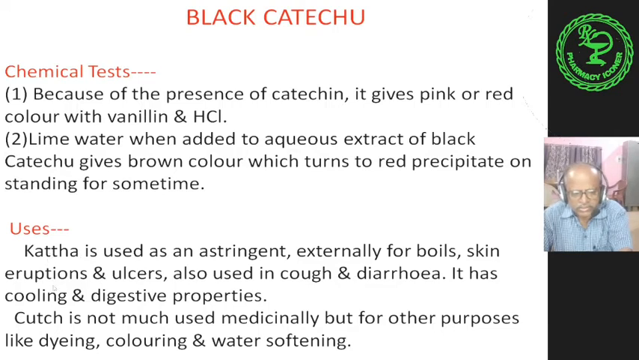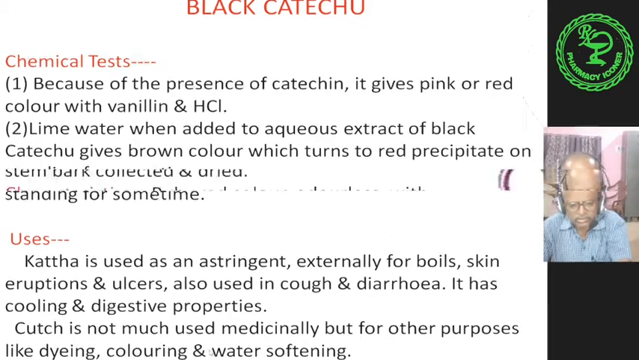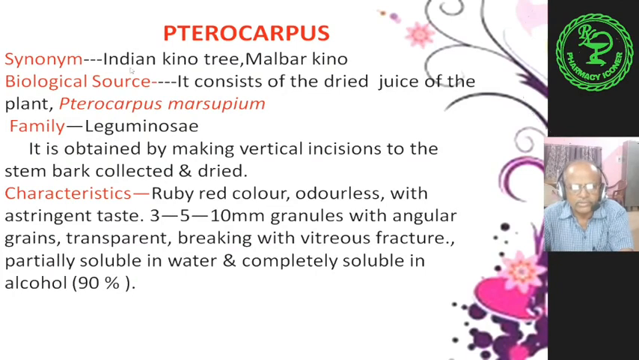About the uses, katha is used as an astringent externally for boils, skin eruptions and ulcers, also used in cough and diarrhea. It has some cooling and digestive properties. Kuch is not much used medicinally, but for other purposes, meaning commercial or industrial use like dyeing, coloring and water softening. The next drug is Pterocarpus.